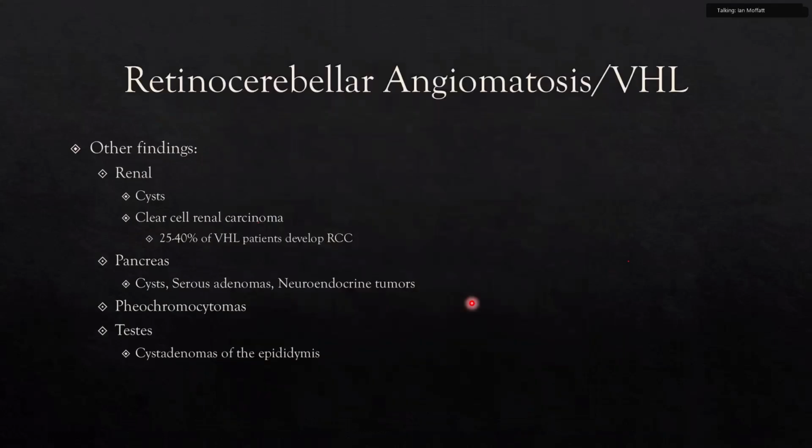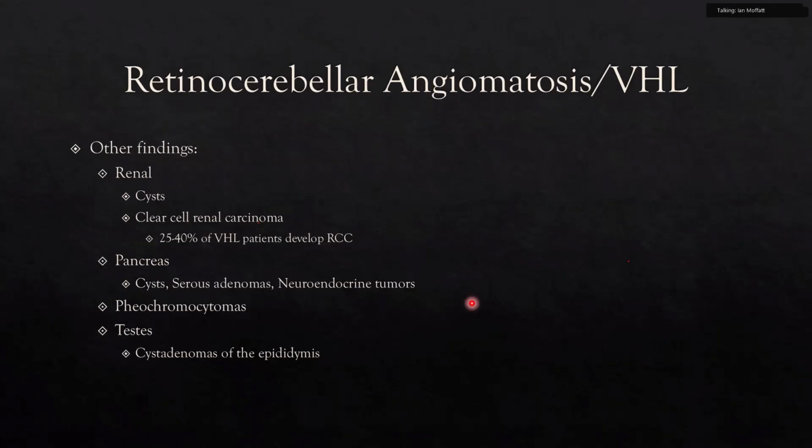Other findings, again, when we're looking at the spine, always look at the kidneys or what you can see of the kidneys. They'll often have renal cysts, and about 25 to 40% of VHL patients will develop clear cell renal cell carcinoma. So definitely always inspect vigorously any renal cyst or any renal lesion that you see.